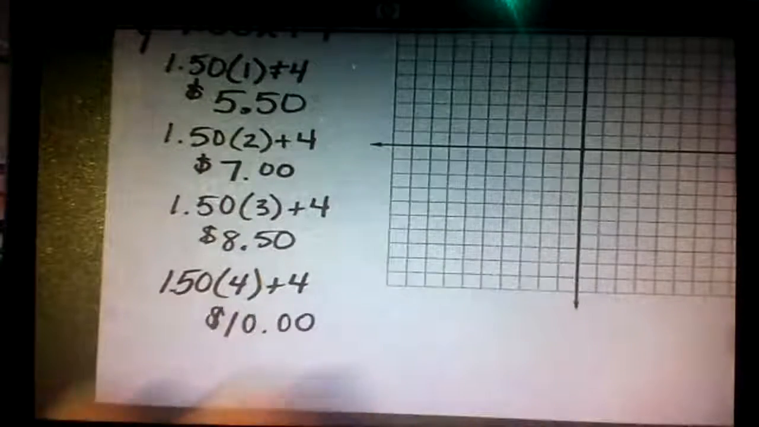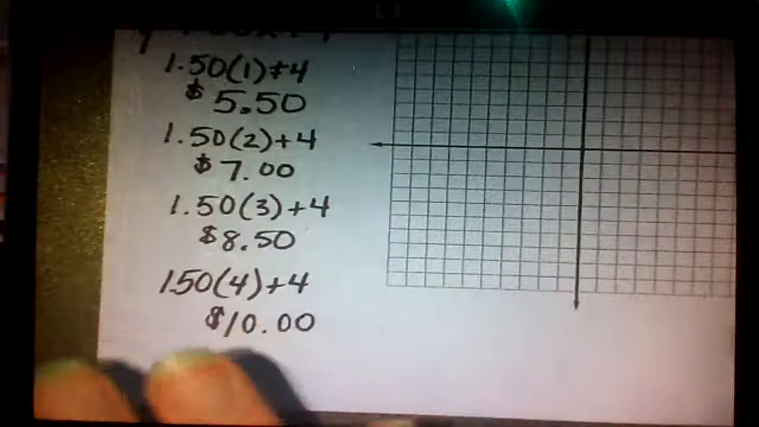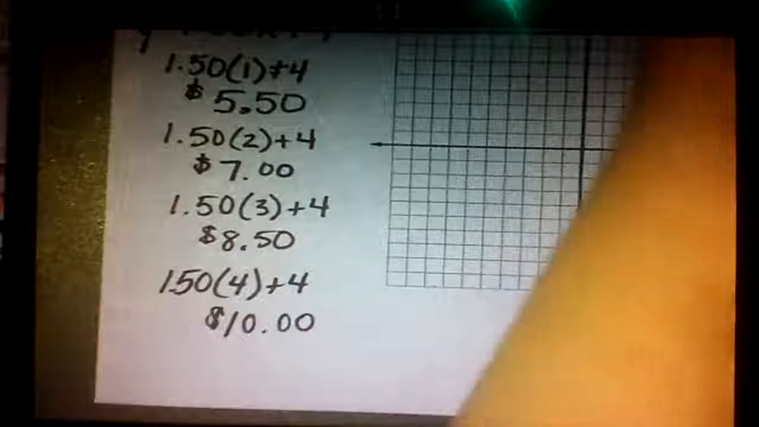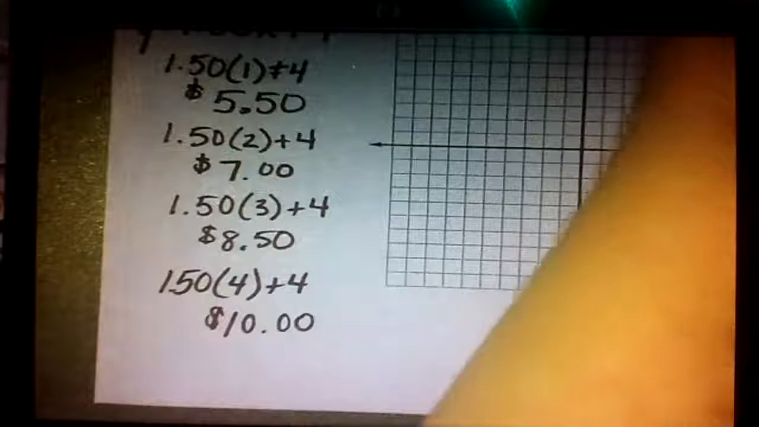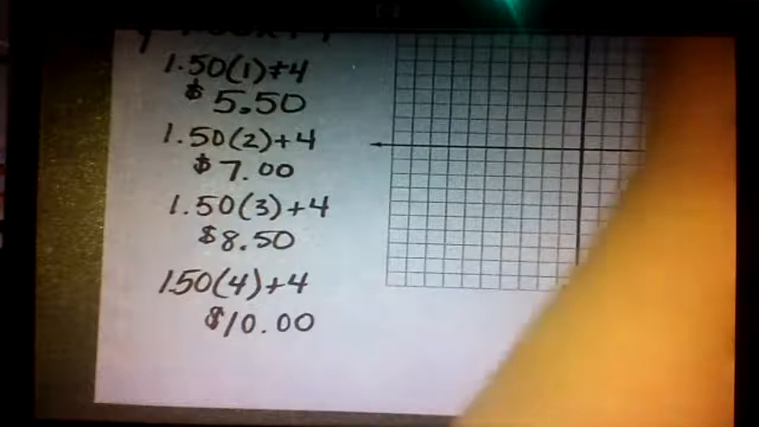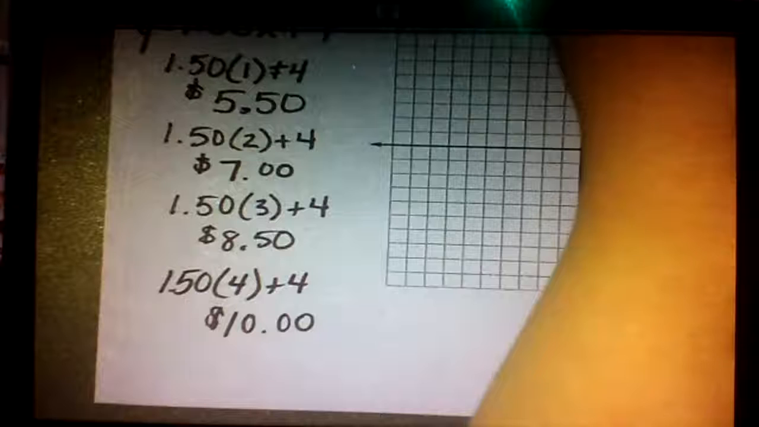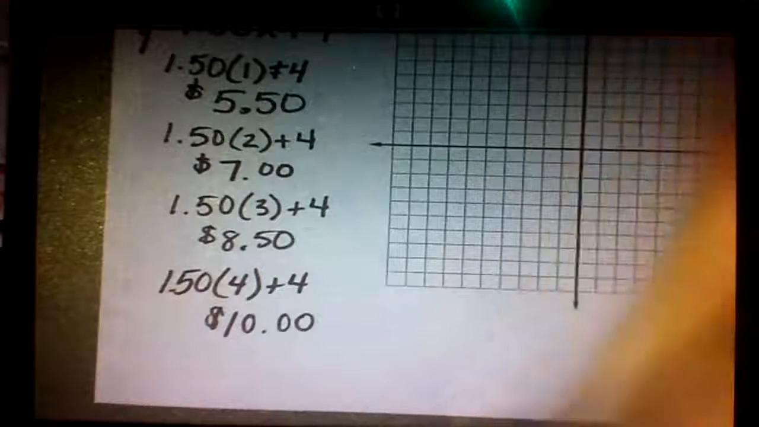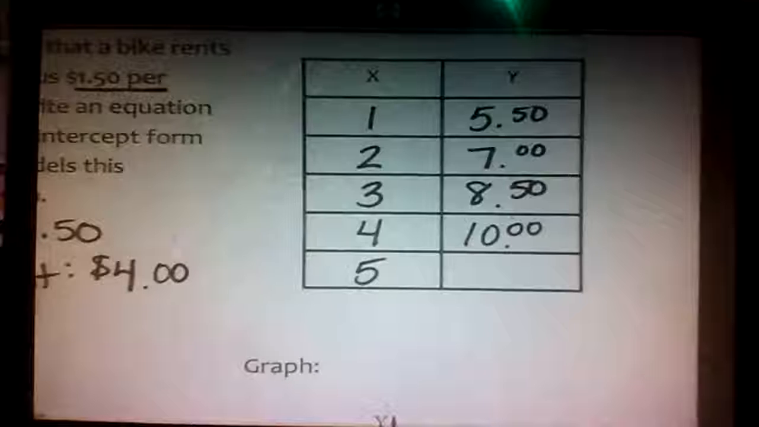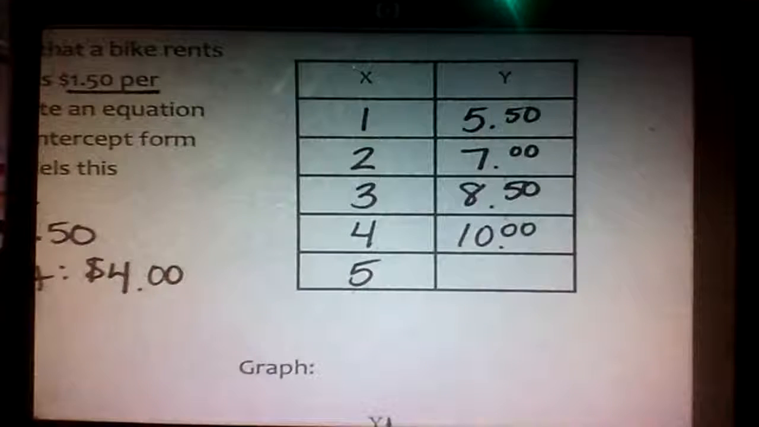So, we can now take all these values that you just got and create ourselves a table. Yes, we're plugging in values for X. We're plugging in the amount of hours. So you just created this table of values. Remember, X represents the hours that you have the bike. Your Y represents the total amount of money you spend. So what's my last Y value going to be if I increase to 5 hours? $11.50.